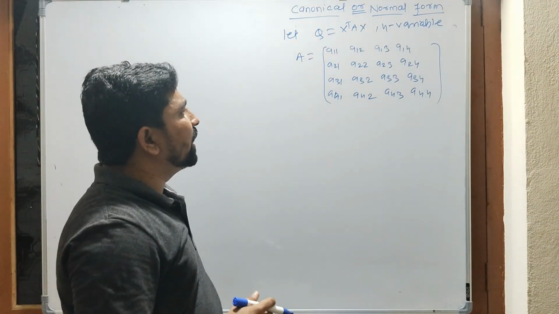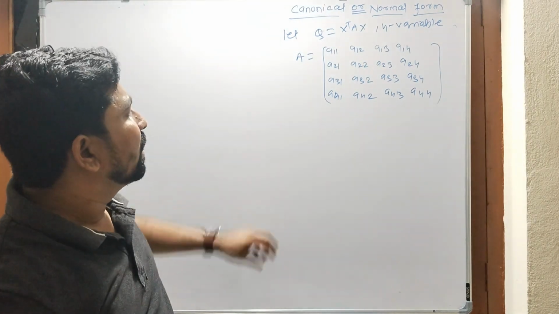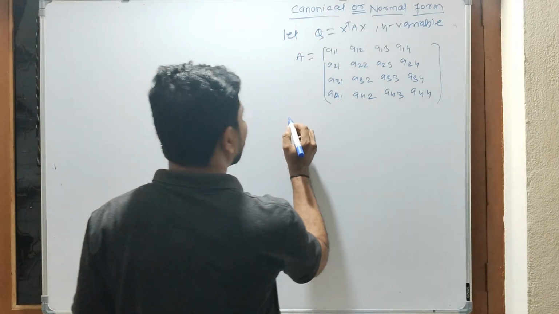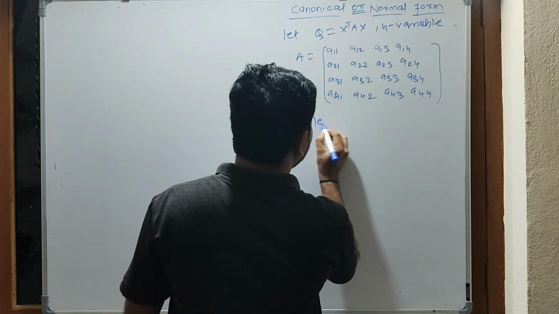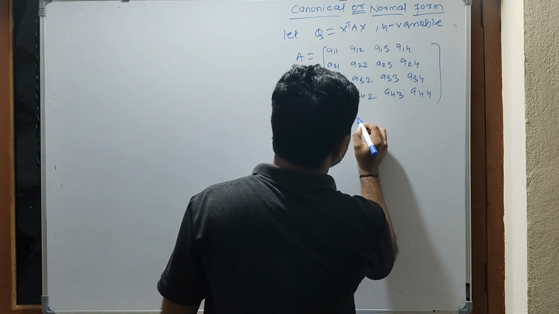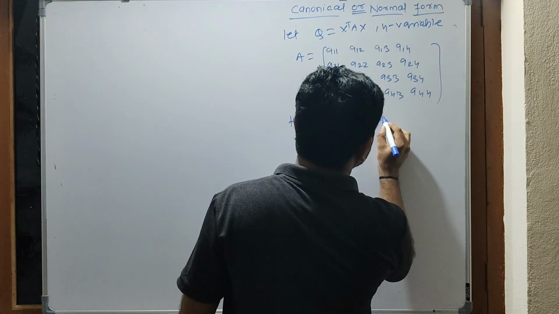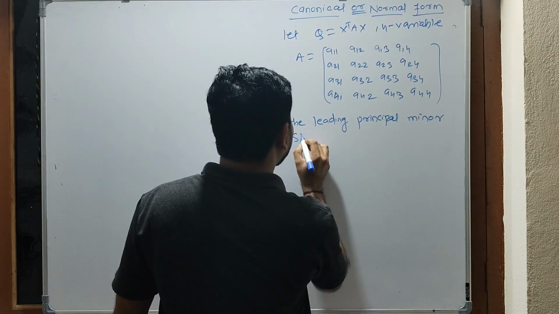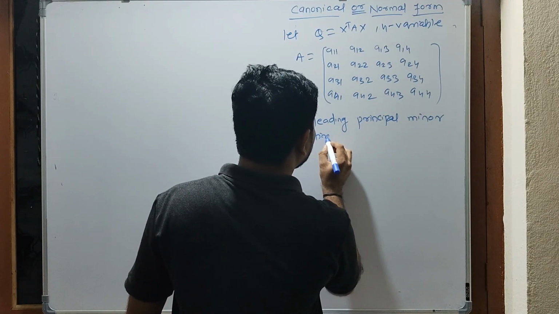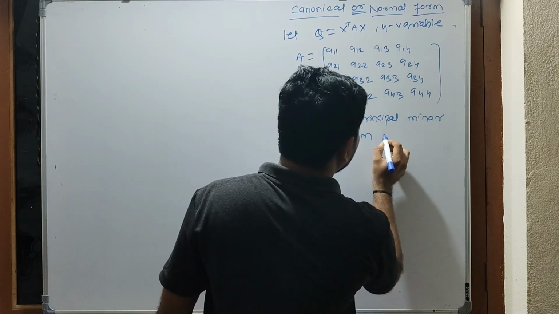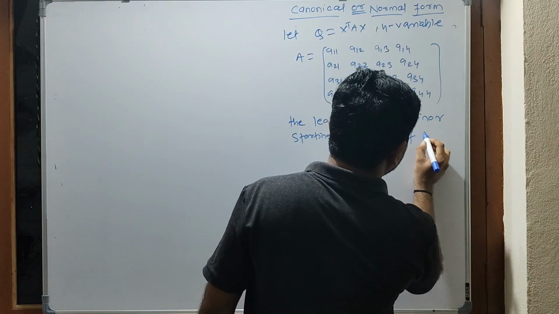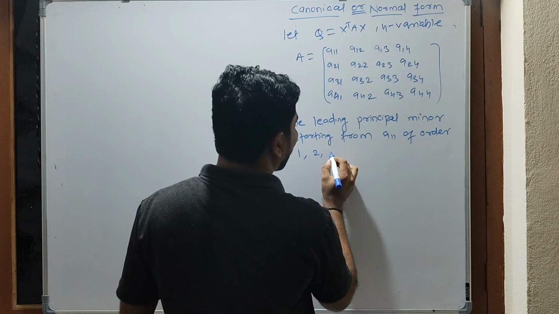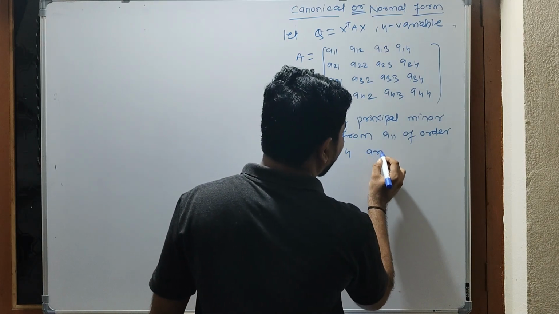So here the leading principal minors starting from A11 are of order 1, 2, 3, 4.